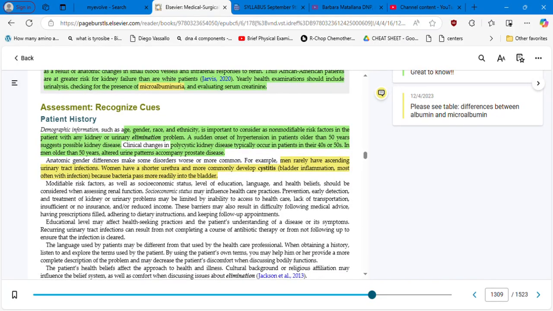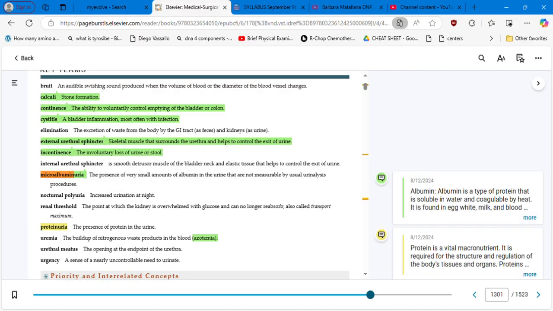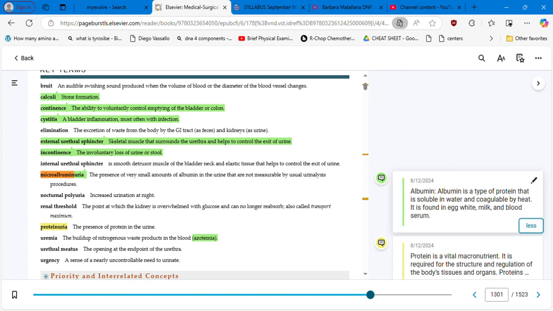So now assessments. Okay, microalbumin. So microalbumin is the presence of very small amounts of albumin in the urine that are not measurable by usual urine analysis procedures. That's microalbuminuria. While albumin is a type of protein that is soluble in water and coagulable by heat. It is found in egg white, milk, and blood serum.